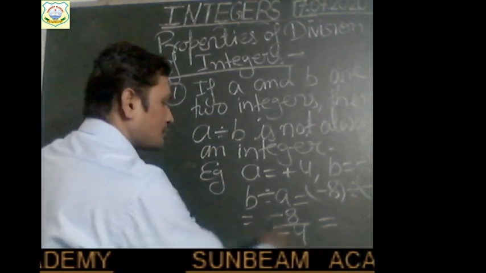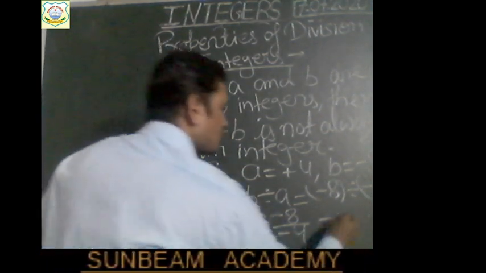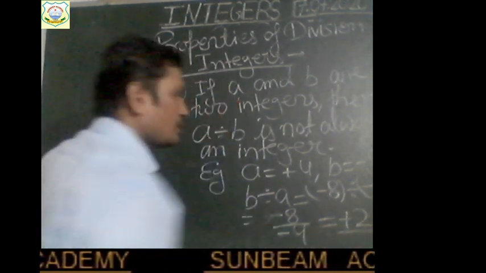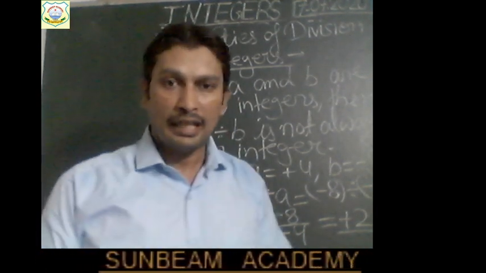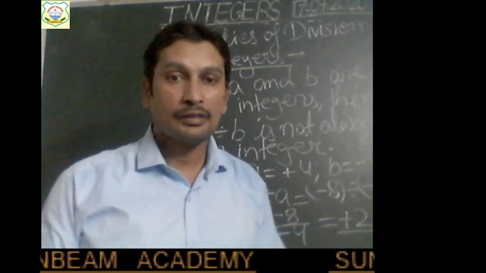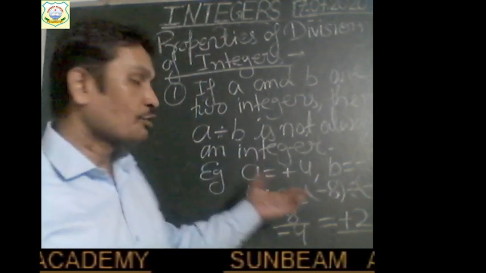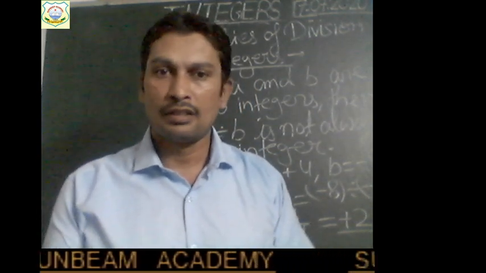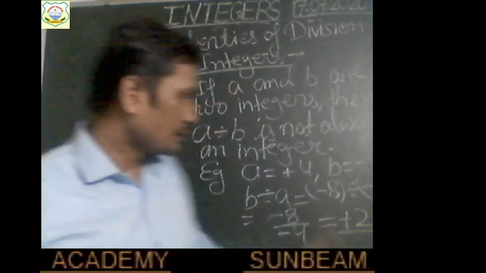So minus minus will be cancelled, we can say. So the result will be positive. And 8 divided by 4 equals 2. So here you can see the result is an integer. It means that division of two integers should follow the closure property. Integer divided by integer is equal to integer, as in this case.